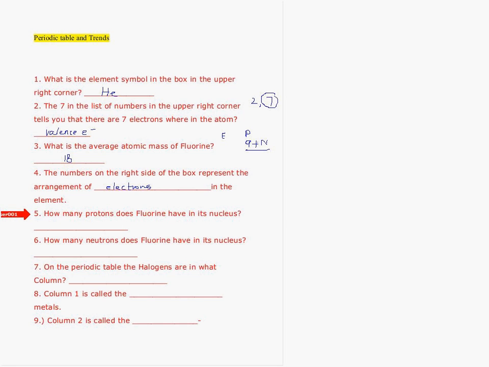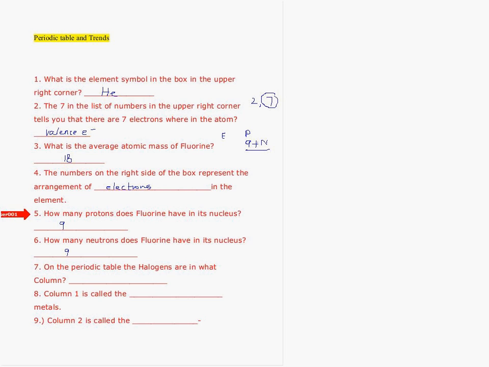Okay. How many protons does fluorine have in its nucleus? Okay, this is easy. So you want to say 9? I will write it here. 9. Fine. How many neutrons? 9. Okay.